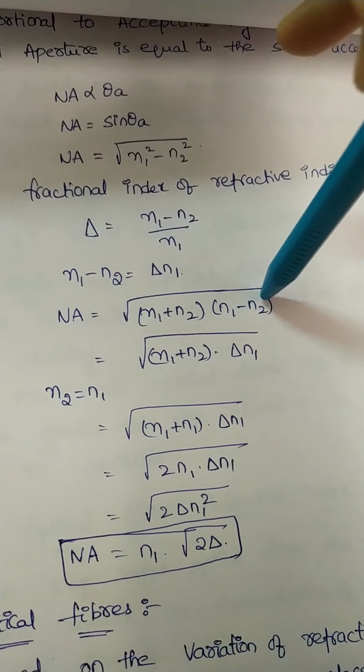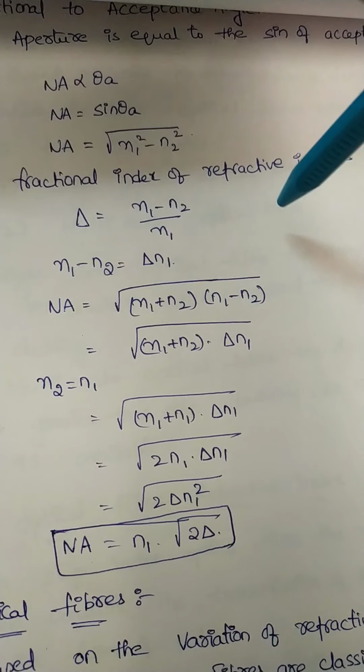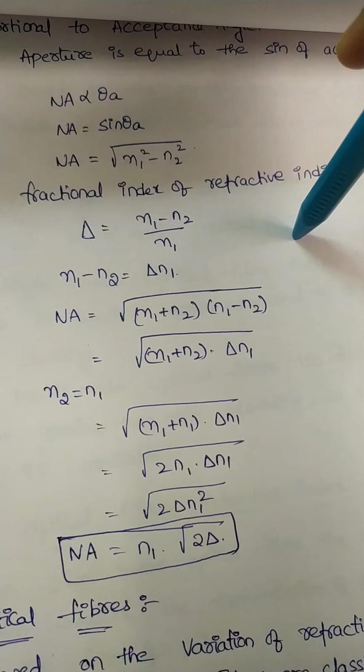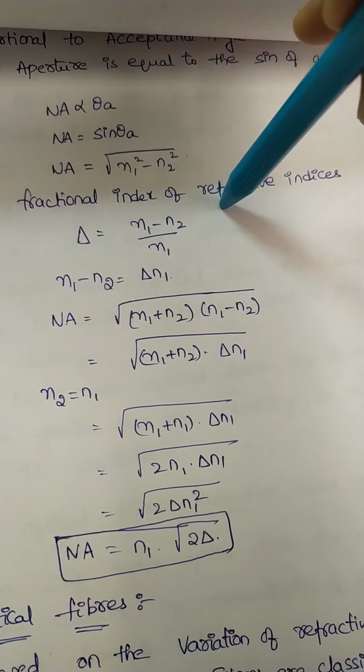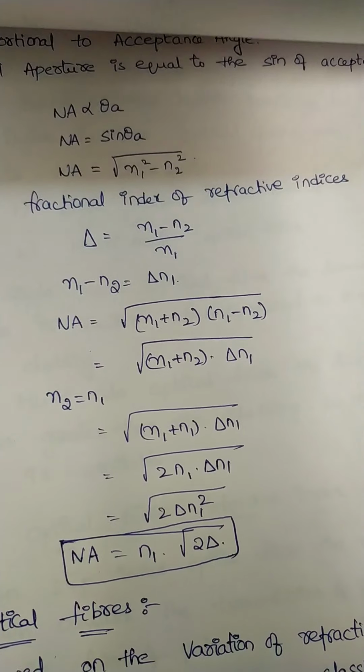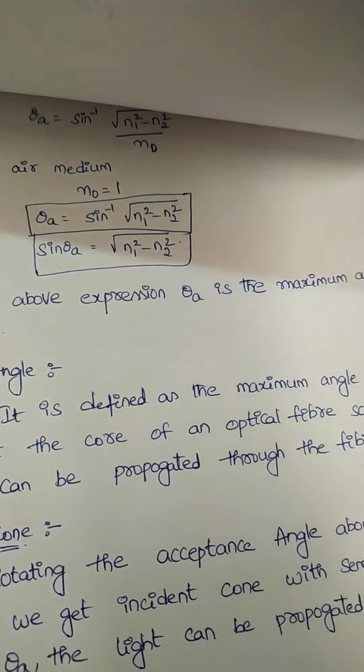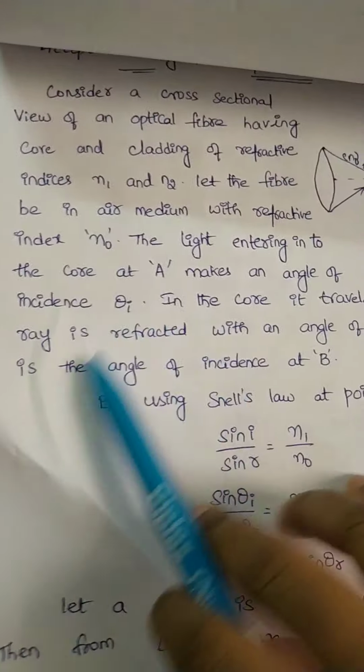If the examiner asks a question about the numerical aperture, we should not write just this simple topic. We have to write the whole derivation, starting from the acceptance angle and acceptance cone. From this we have to represent it.